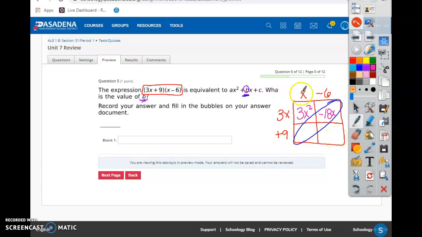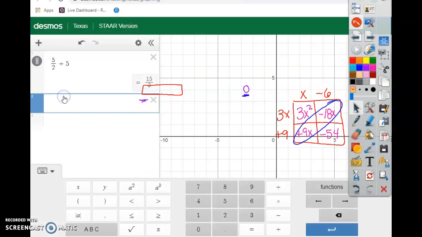What's 9 times x? Positive 9x. And what's 9 times negative 6? Negative 54. Okay? When I add these two in Desmos, what does it give you? Right here. 9 plus negative 18 gives you a negative 9. So your B is a negative 9.